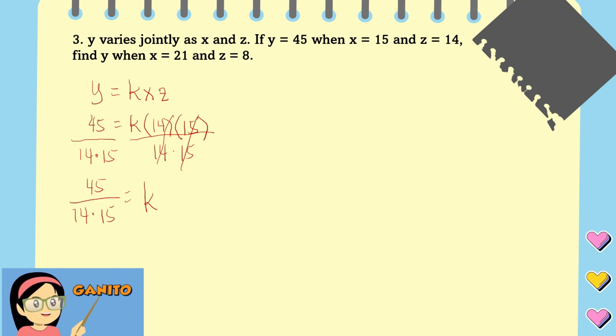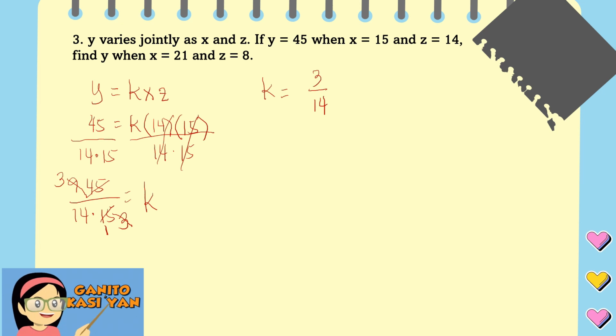45 and 15 are both divisible by 5. So when we divide 45 by 5, the answer is 9. And 15 by 5, the answer is 3. But then again, 9 and 3 are both divisible by 3. So if 9 is divided by 3, the answer is 3. And 3 divided by 3, the answer is 1. So what's left is k equals 3 over 14.